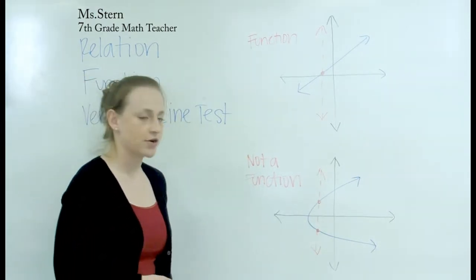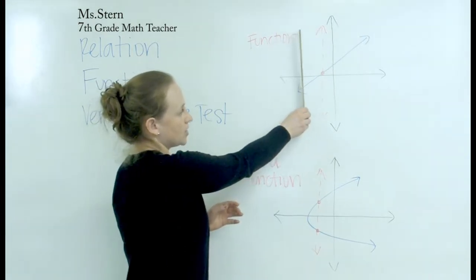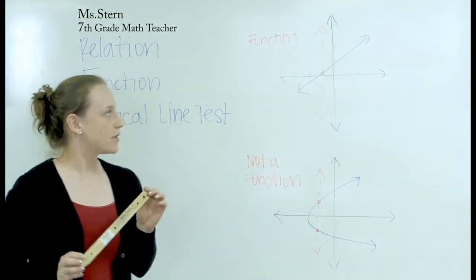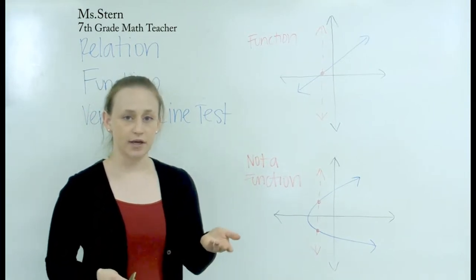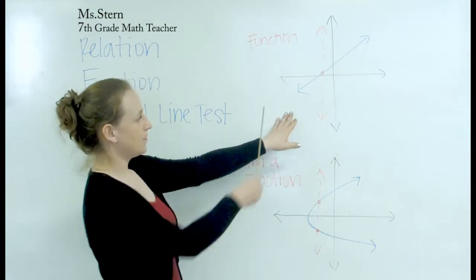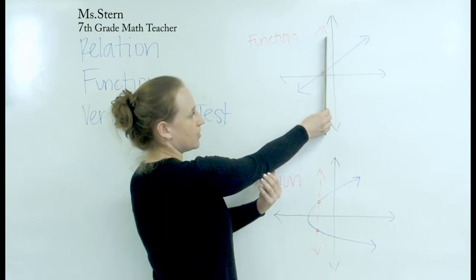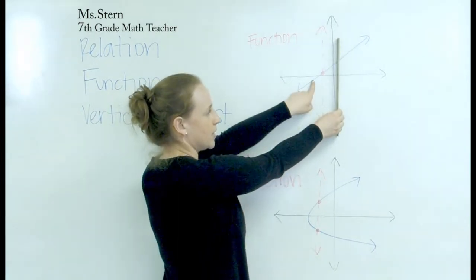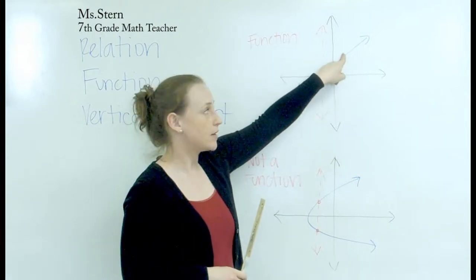So basically the way the vertical line test works is you take a vertical line and you drag it across your graph. If the vertical line only ever hits one point at a time on the graph, it's a function, because that shows for every input there is only one output. For example, here's my vertical line and I'm dragging it across my graph. At any one point, I'm only touching one point on the graph. That means for every x value, there is only one y value.